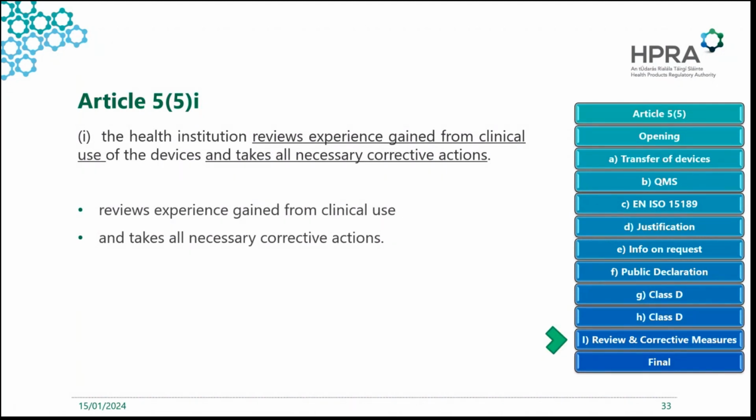So then moving on to the next point, and we're now back to requirements that apply to every in-house device. So it's just (g) and (h) that are specific to Class D. So 5.5(i) talks about the health institution reviewing the experience gained from clinical use of the devices and taking all necessary corrective actions. So it's important that you put a bit of a structure in how you want to do this. So maybe specify how frequently you want to do the review for the in-house devices, and you're checking to make sure that you're happy with the way they're performing and that they're meeting the patient's needs in the way that you intended. And if any issues occur and there's a need to take corrective actions, that you work towards identifying and resolving those corrective actions in a timely fashion and in an appropriate fashion, and a process in place for that.